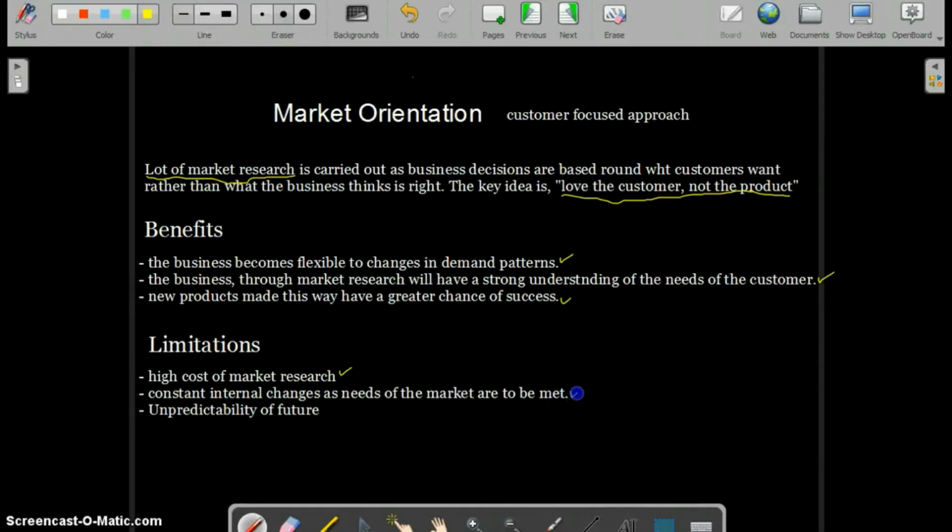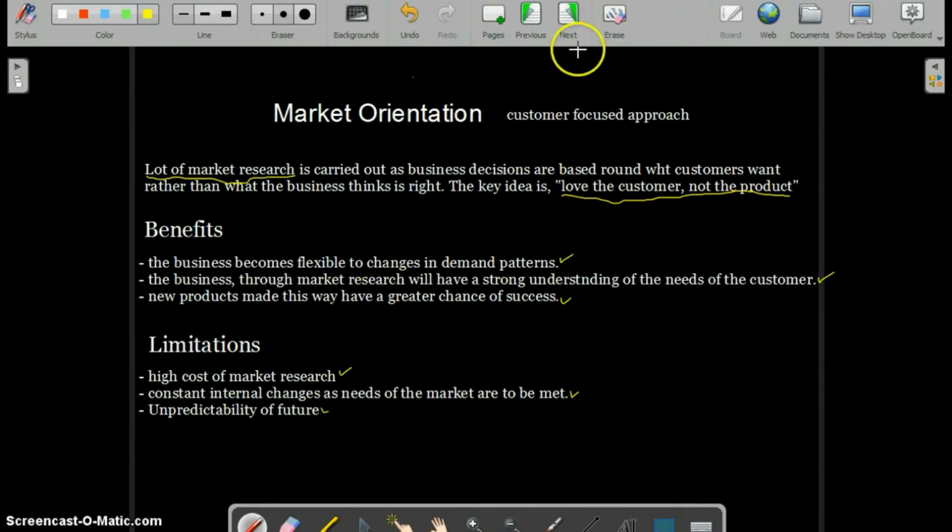And then there's the unpredictability of the future. Of course, if an economy goes into recession, maybe just like in the COVID situation, the whole landscape of the market may change. So you might not be able to adapt to what the customers need. That could be a very tricky situation for the market orientation method.